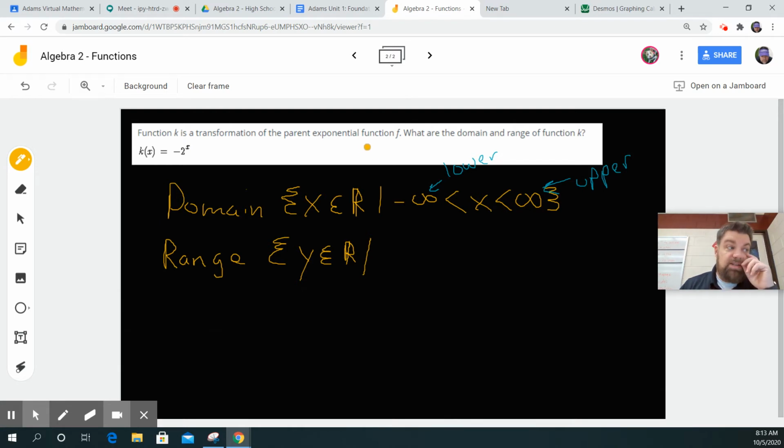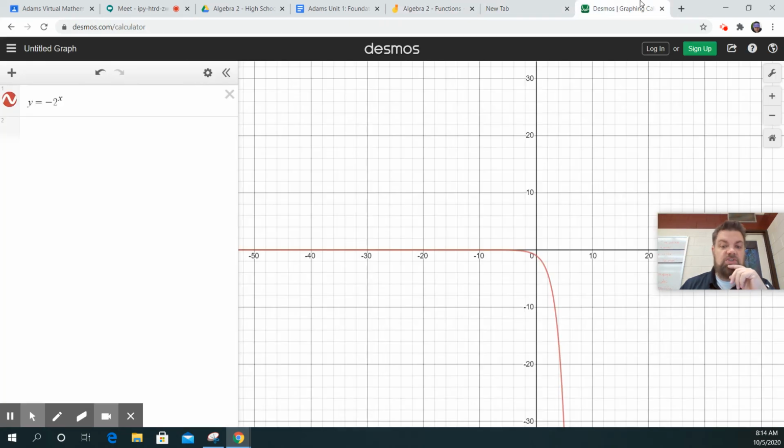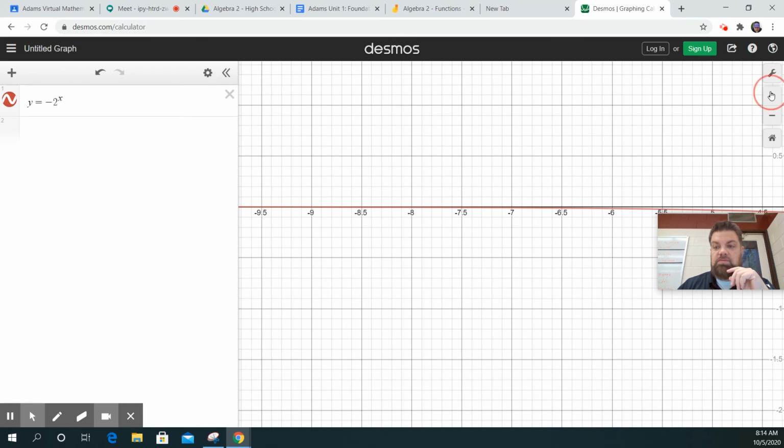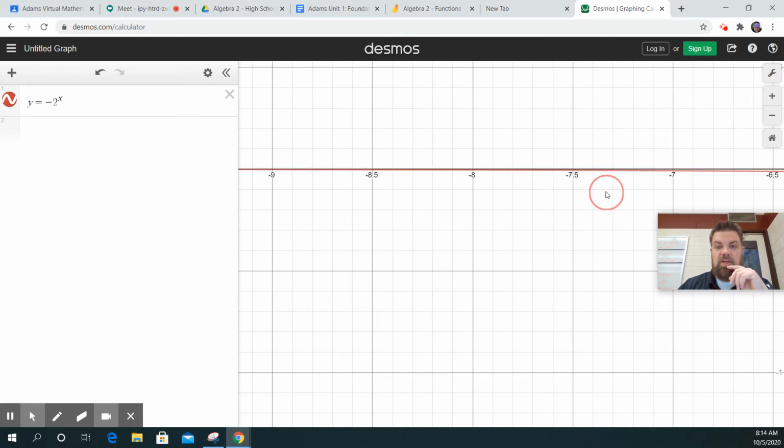But now we got to look at that and figure out what that means. So there is a little bit of a thing here, and we could talk about the algebra behind it, but let's just look at the graph. If you notice, if I zoom in here, it never goes above 0. And the reason for that is because I have this negative number.